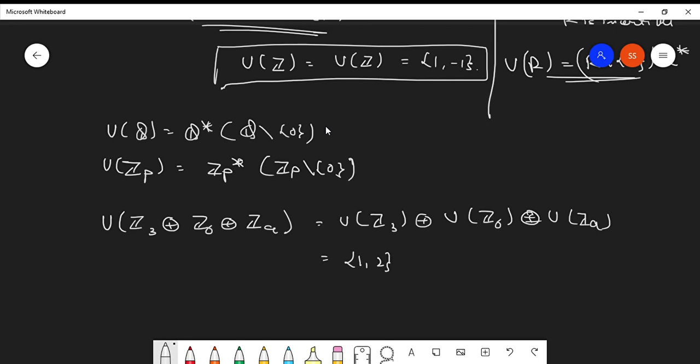What will you have as the units of Z6? You can just find the units, which are 1 and 5. And for Z9 you have 1, 2, 4, 5, then you have 6, which you won't take, then 7, 8. This will give you 1, 2, 4, 5, 7, 8. Clear?